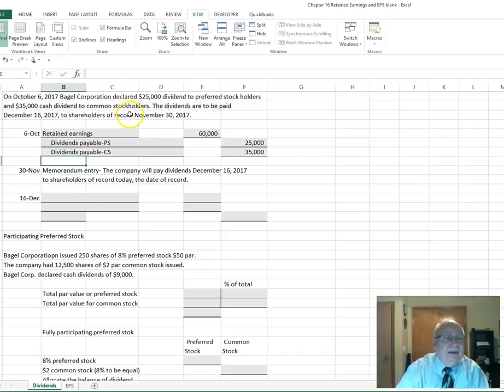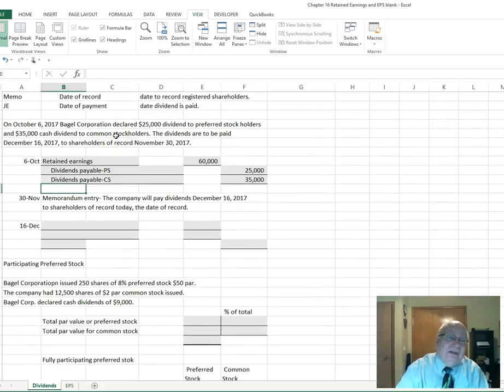For the ex-dividend date, we don't have to worry about that because we don't have any entry for it. But November 30th was the date of record for shareholders. That's when we have a memo, a memorandum entry. The company will pay dividends on December 16th of 2017 to shareholders of record as of today, the date of record. Okay, that takes care of that. And then December 16th, of course, is when the shareholders get paid. That's the date of payment.